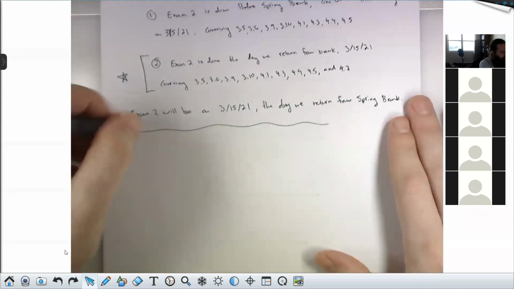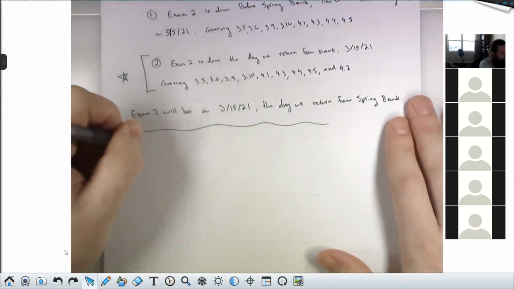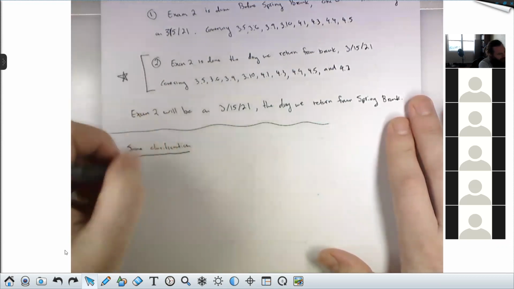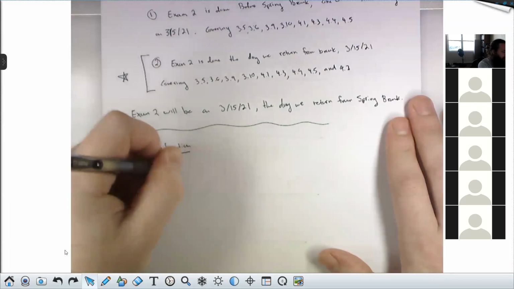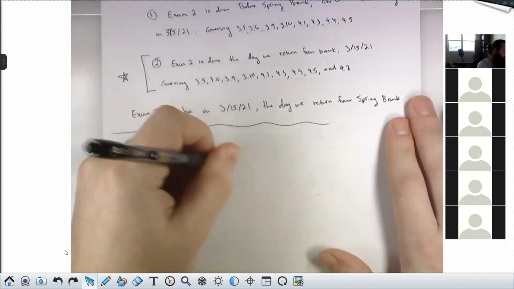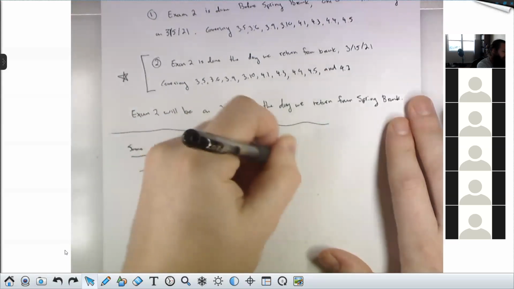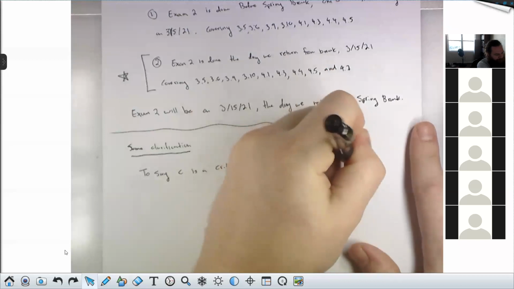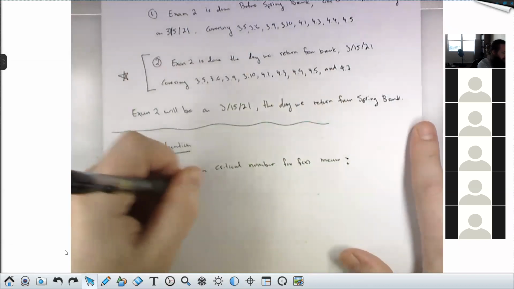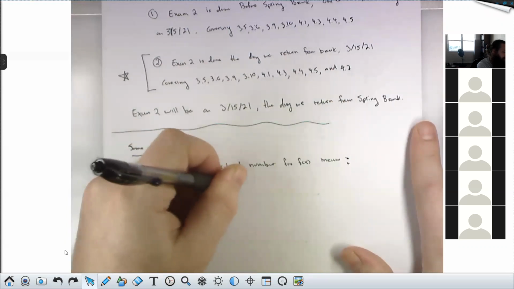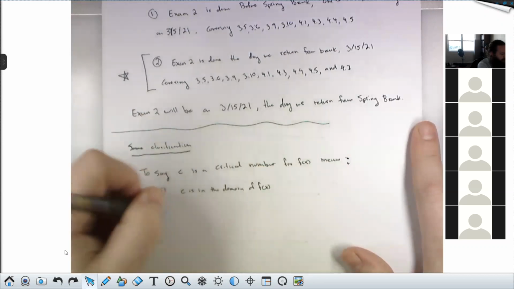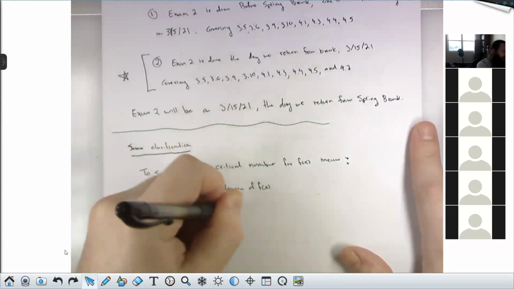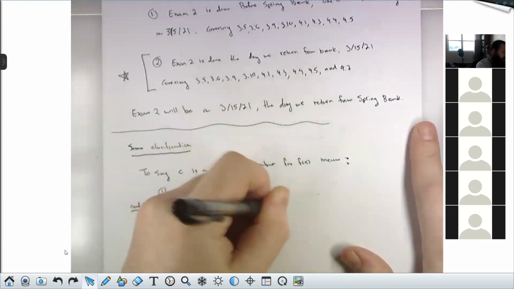And one of those things is the definition of a critical number. So to say c is a critical number for f of x means two things. First, c is in the domain of f, and f prime of c is 0, or f prime of c is undefined.